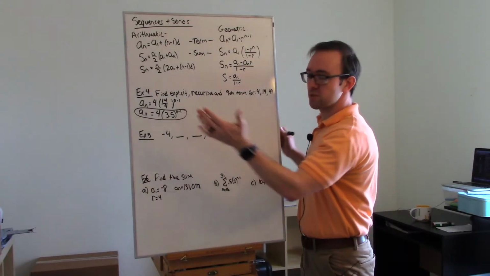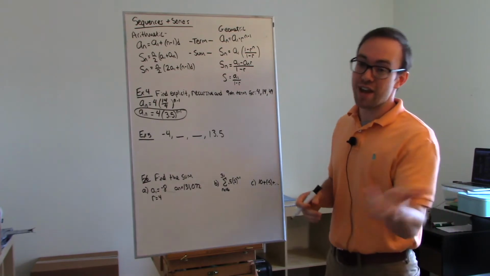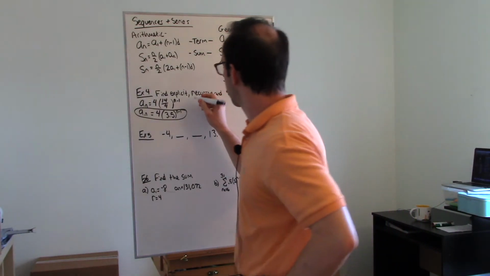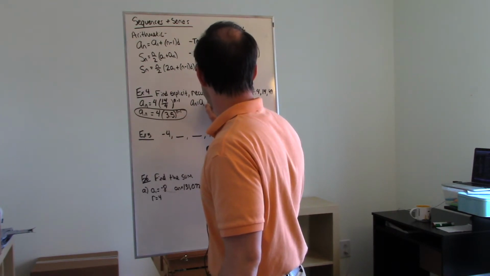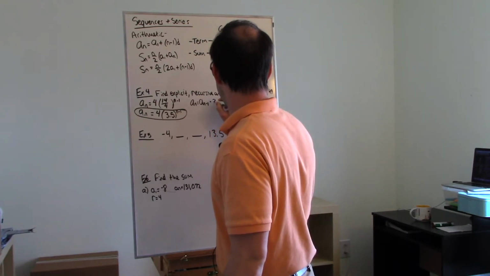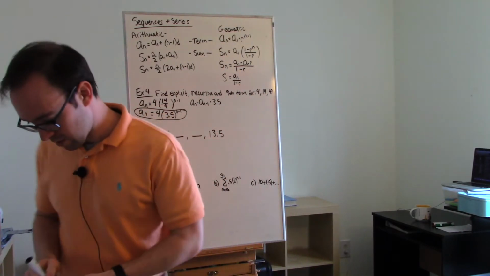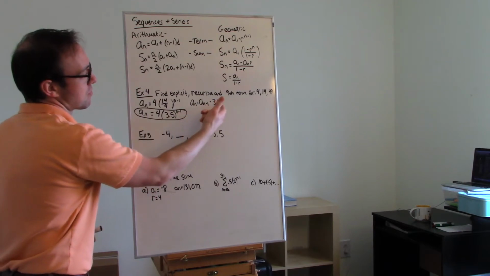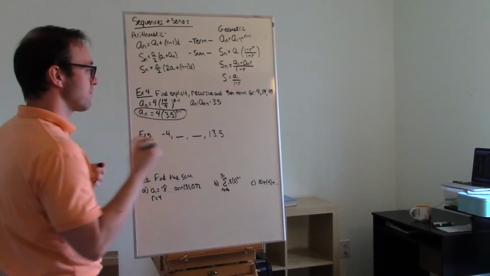The recursive form, just like what we talked about with the arithmetic sequences, is a of n minus 1 equals a of n. In this case, we're multiplying by 3.5 each time. So a of n minus 1 times 3.5 equals a of n.